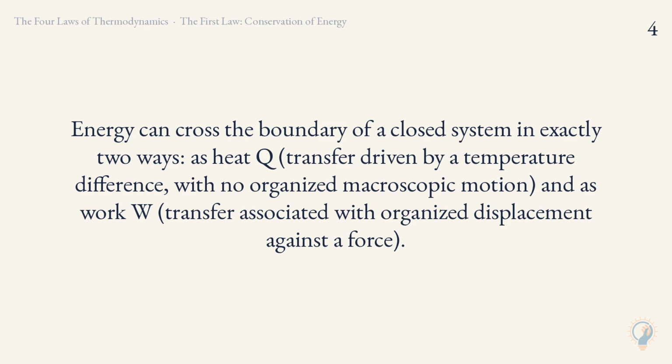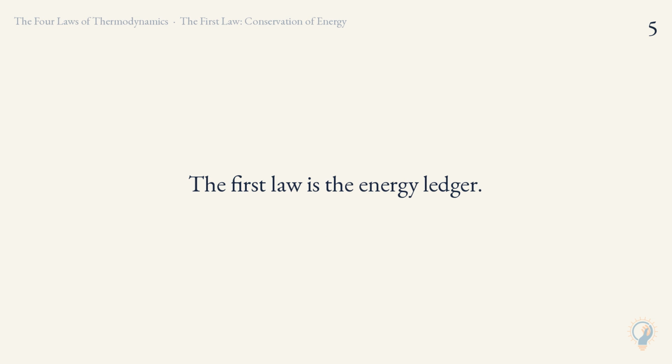Energy can cross the boundary of a closed system in exactly 2 ways: as heat Q, transfer driven by a temperature difference with no organized macroscopic motion, and as work W, transfer associated with organized displacement against a force. The first law is the energy ledger.